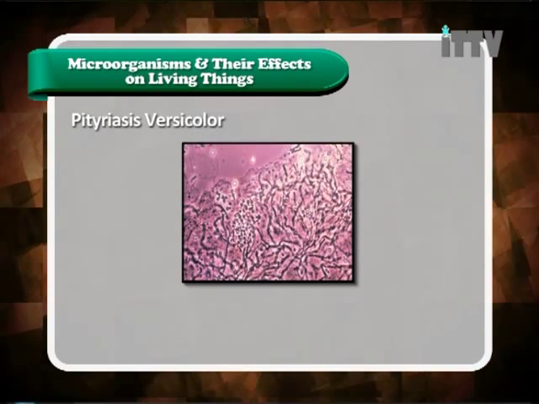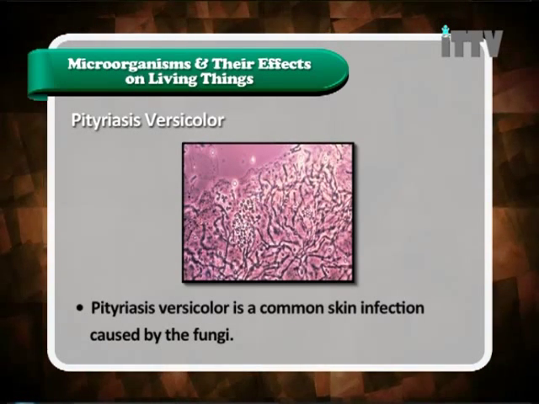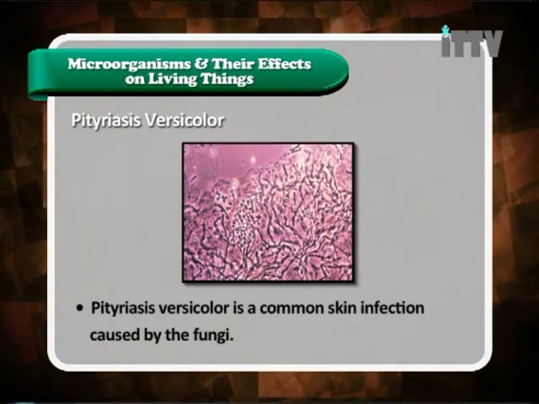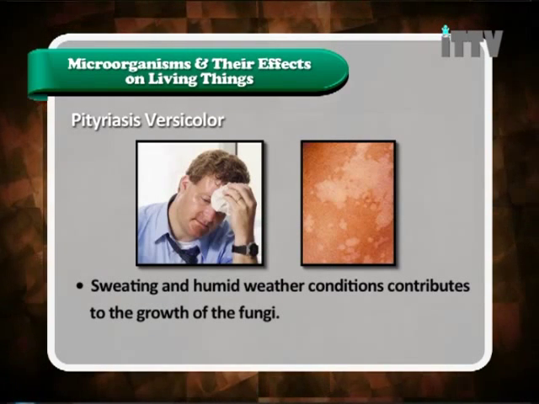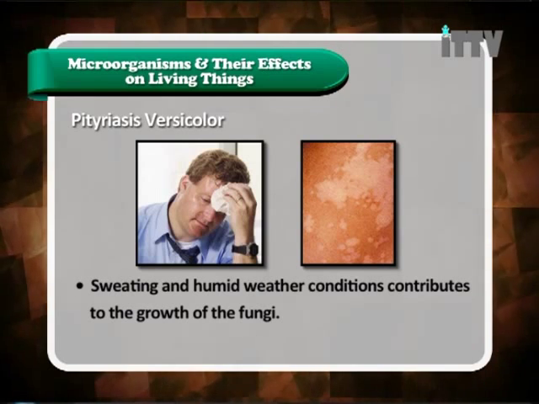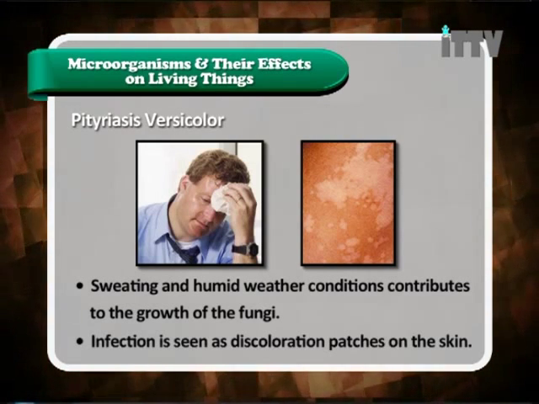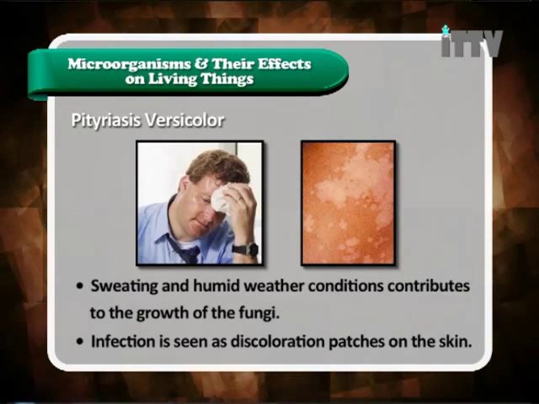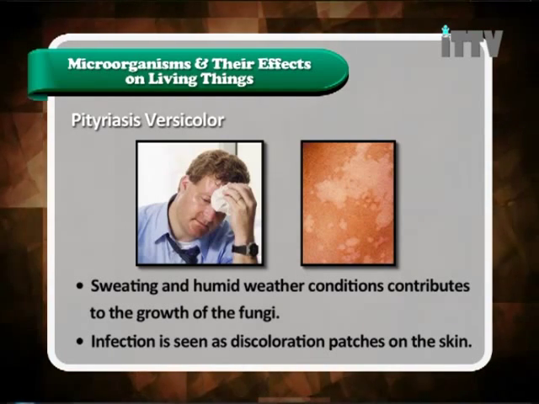Pityriasis versicolor. Pityriasis versicolor is a common skin infection caused by fungi. Sweating and humid weather conditions contribute to the growth of the fungi. Infection is seen as discoloration and patches on the skin. Discoloration and patches on the skin is one of the symptoms that we can see in pityriasis versicolor.